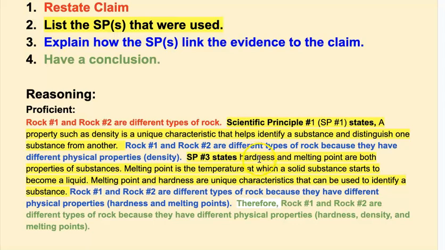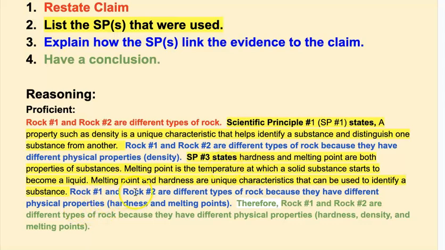It says, hey, here is scientific principle number 3. It's right here. Look at it. It's right here. That way, I don't have to wonder, did you have it? Did you not? Did you reword it? Right there it is. Draws my eyes right to it. Now for the hard part. Why does this scientific principle matter? How does it link the evidence to the claim?